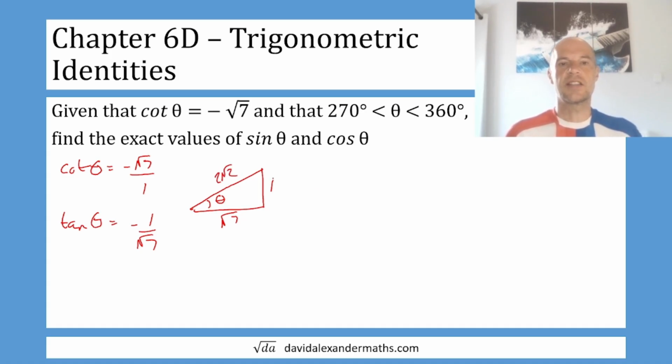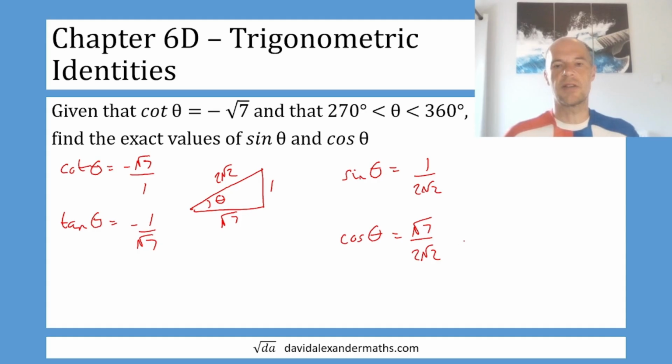So if tan of theta is negative 1 over root 7, then we can say that sine of theta, that's the opposite over the hypotenuse, is 1 over 2 root 2, or it could be negative 1 over 2 root 2. We'll investigate the signs in a second. And cos of theta is root 7 over 2 root 2. Again, it could be negative root 7 over 2 root 2.